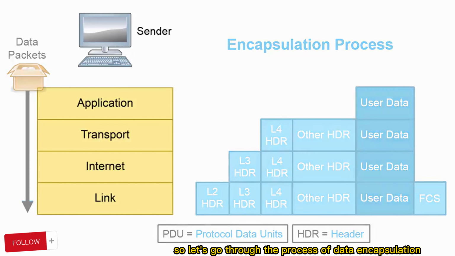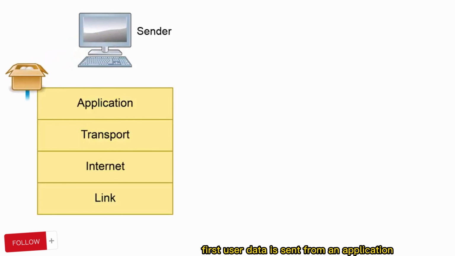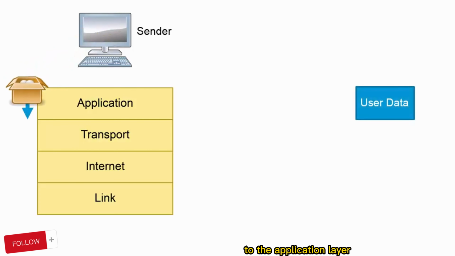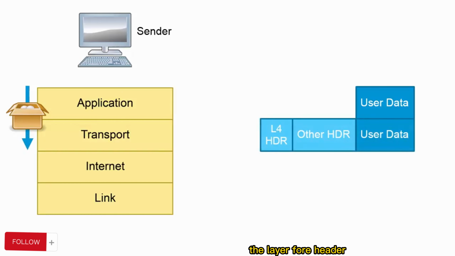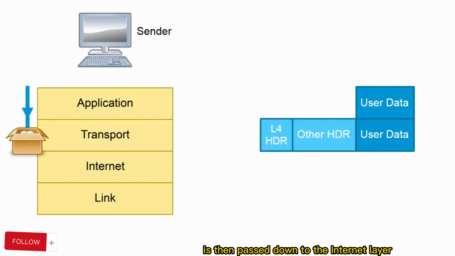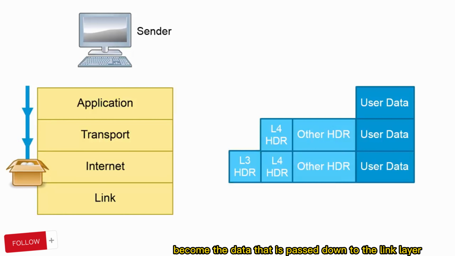Okay, so let's go through the process of data encapsulation. First, user data is sent from an application to the application layer. The transport layer then adds the transport layer header, the layer 4 header, to the data. The whole thing is then passed down to the internet layer. The internet layer does exactly the same as the previous layer except with its own header. The layer 3 header and the previous data become the data that is passed down to the link layer.